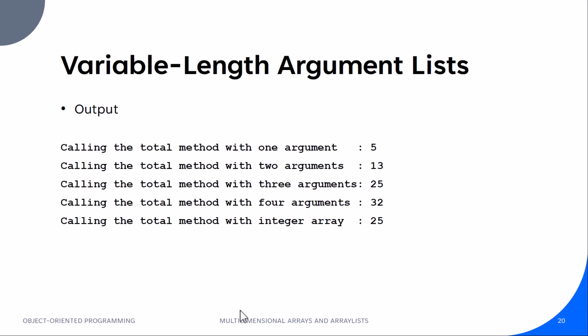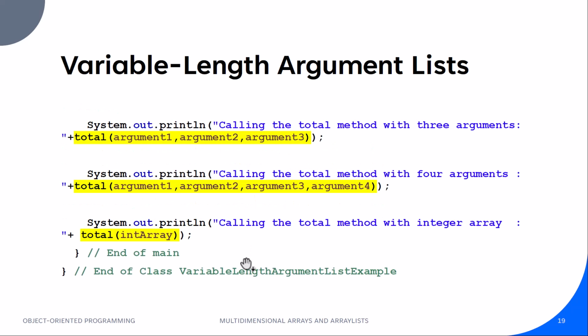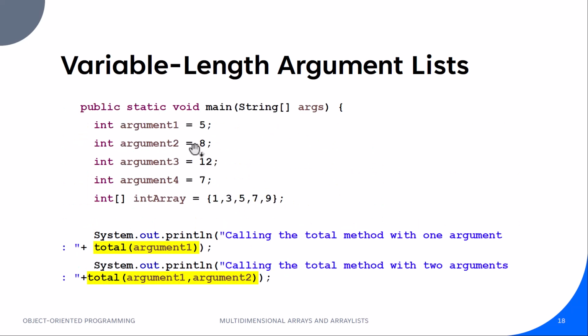Here is the output of the program, calling the total method with 1 argument, 2 arguments, 3, 4, and with the integer array. Remember that the total method was calculating the total of the integers that were sent to the method. So when we send only one argument, it will be 5. When we send 2 arguments, it will be 5 plus 8, which is 13. When we send 3 arguments, then it will be 25, and so forth.